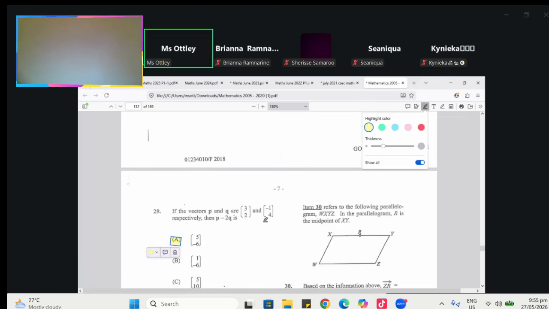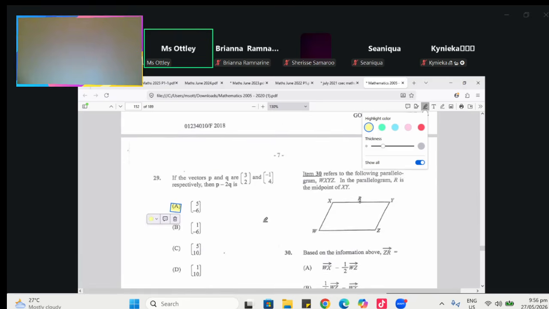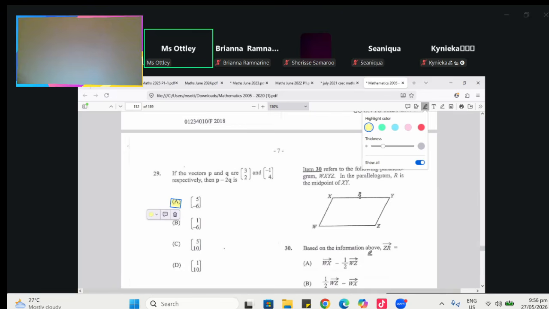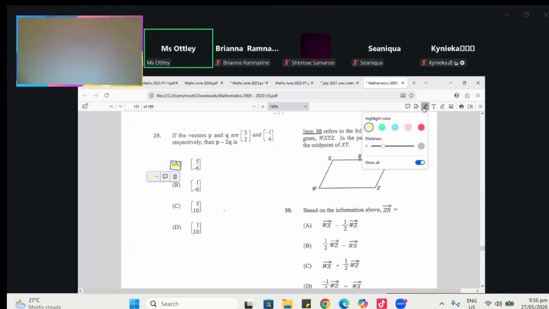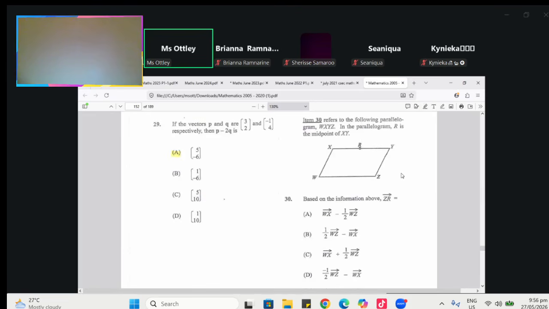Item 30 refers to the parallelogram WXYZ. In the parallelogram, R is the midpoint of XY. Based on the information above, ZR would be equal to... If I want to go from Z to R, which of those would work? A. Correct. A is correct. Can everybody see how we get A?